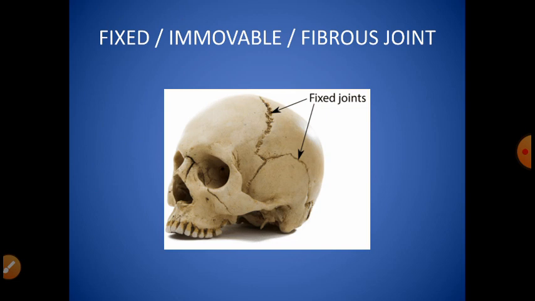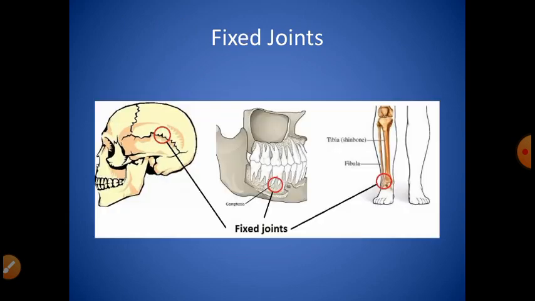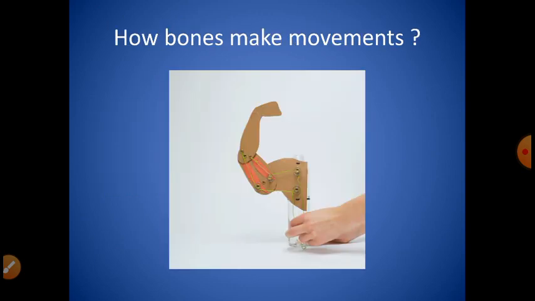Next is the fixed joint. Other names are immovable joint and fibrous joint. Fixed joints are fixed and don't allow any movement at all. These are the various places in our body where we can find fixed joints. Now, other locations of fixed joints: neck, upper jaw, rib cage, backbone and pelvic bone.